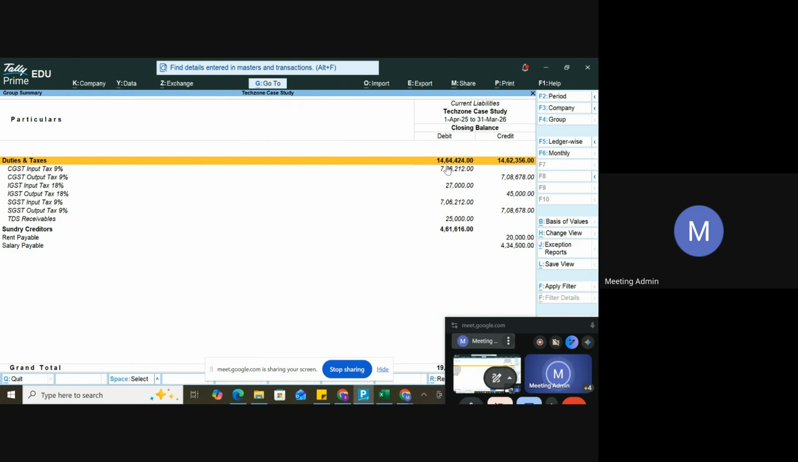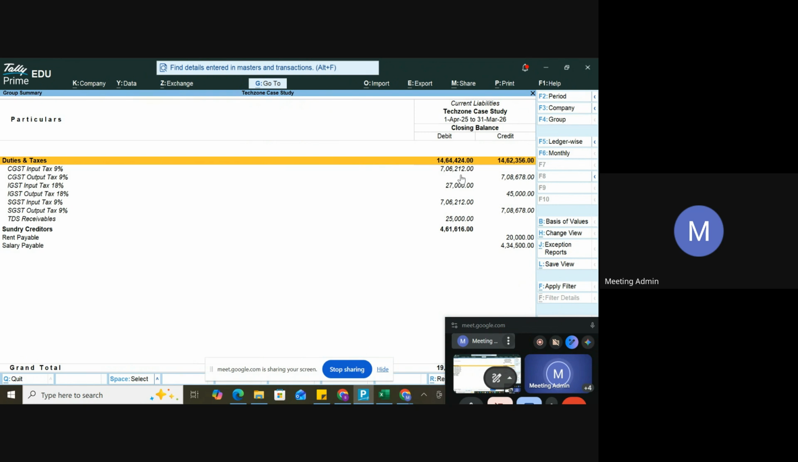Can you see this? Can anybody's amount be the same? For input, it's 7,06,202. For output, it is 7,08,678. Can anyone's amount match with mine? Yeah, ma'am. How much is the amount of yours?